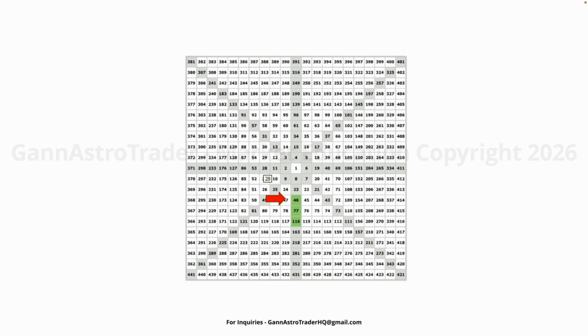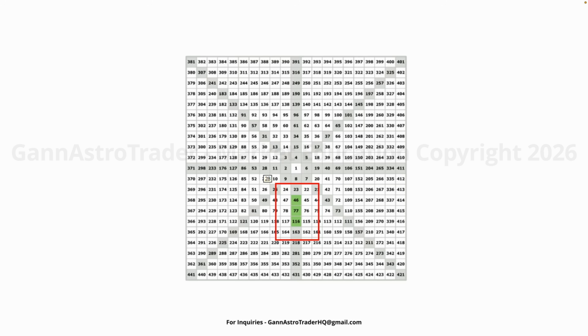Now comes the important part. Instead of performing additional arithmetic, we move to the square of 9 itself. We locate the number 46 inside the table. This number now becomes our reference point for all future projections. Everything from this point forward is based on the geometric structure of the square of 9 rather than the original percentage movement. Notice where 46 is located.